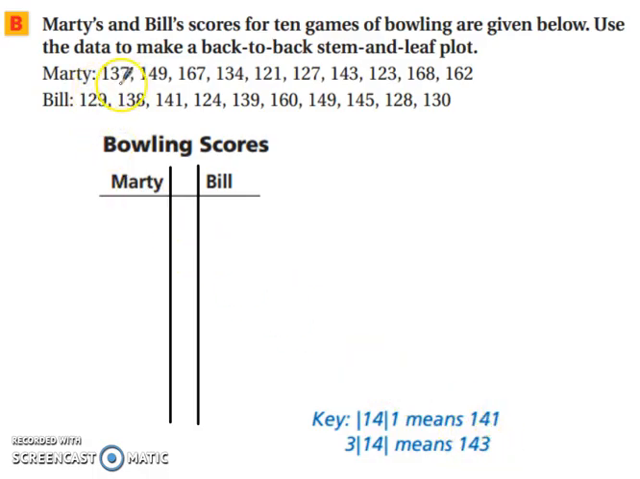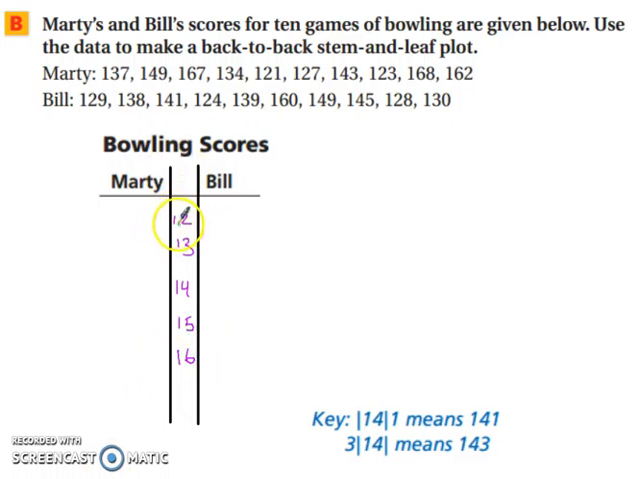So let's take a moment and put down our stems. Our smallest one between all of them looks like it's going to be 12. So we've got 12, 13, 14, 15, and 16.